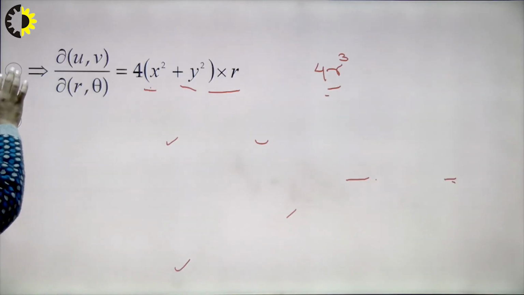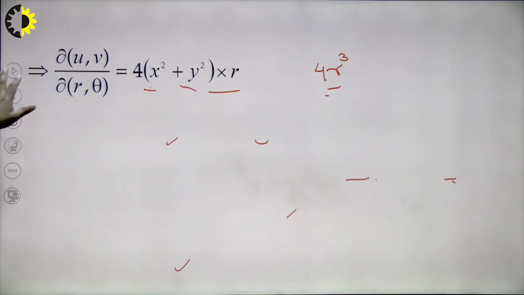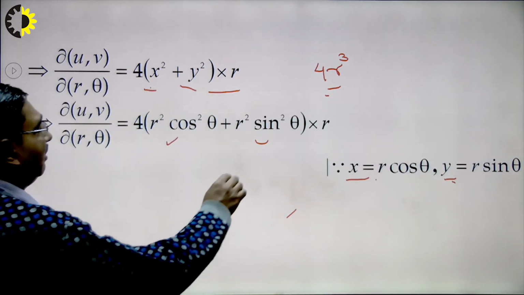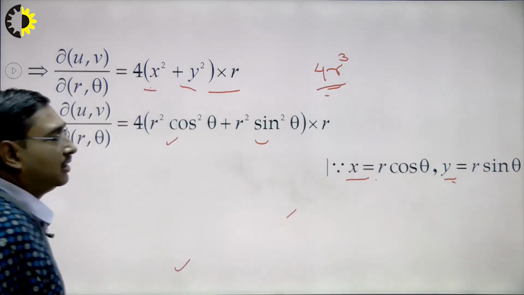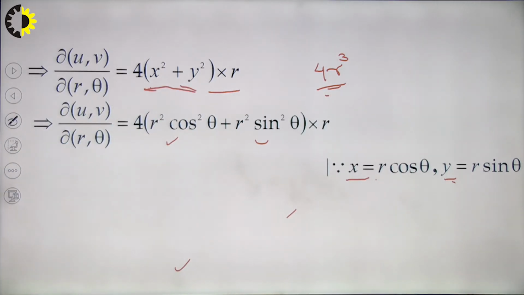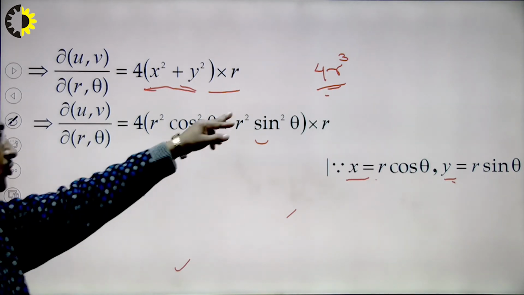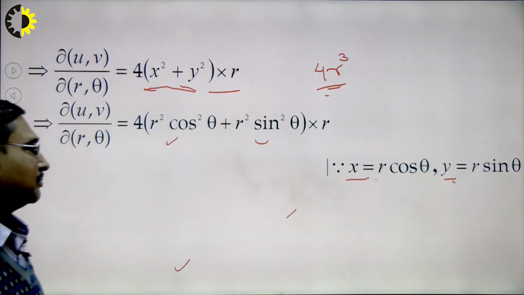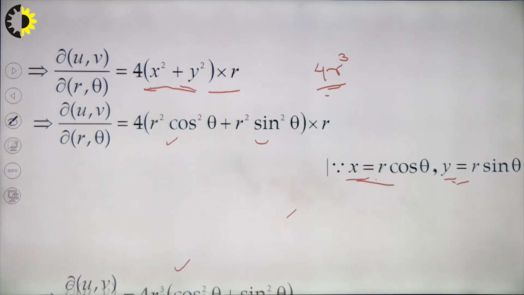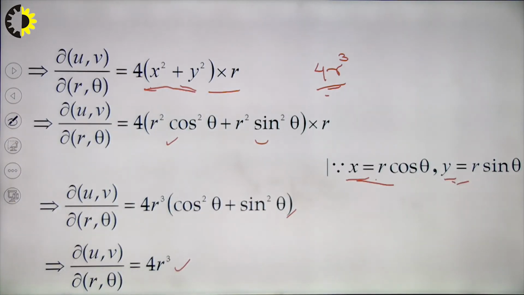Then multiplying these two, I obtained this expression, because the required value for which we are looking is 4 r cube. So, these x and y were to be eliminated to give this 4 r cube, and for this I substituted the given values of x and y, and simplification proved that the value of the Jacobian is 4 r cube.